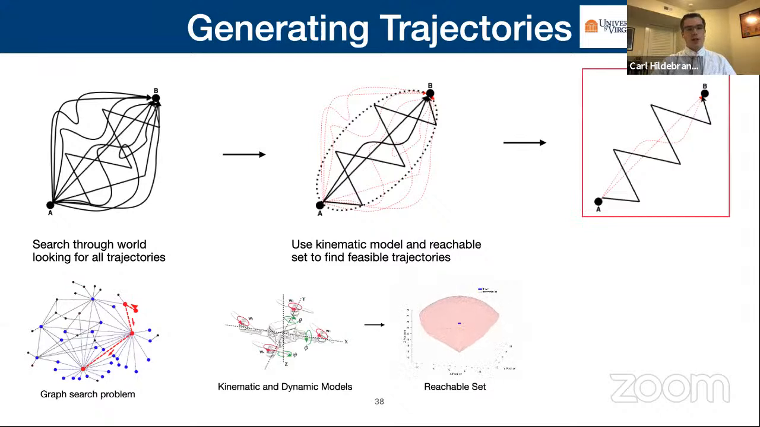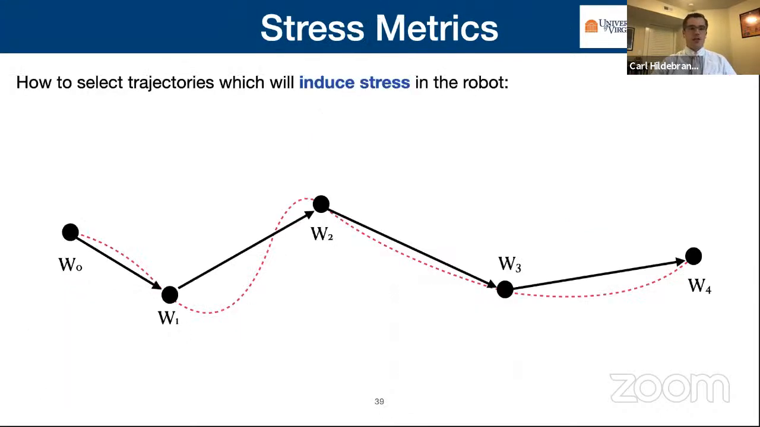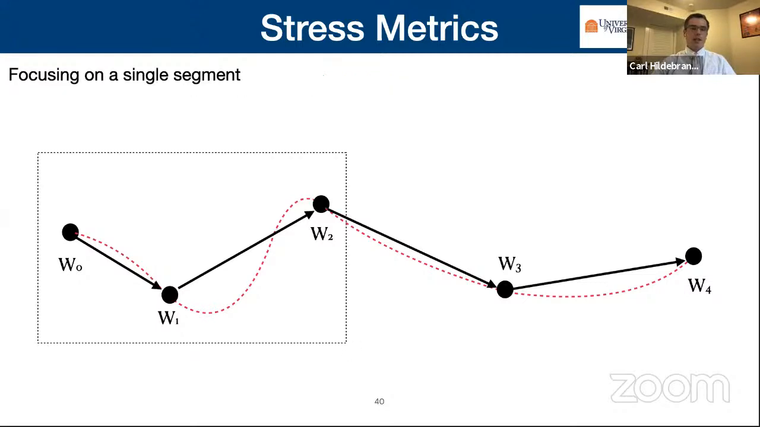And so now the final piece of the puzzle is, how do we find stressful trajectories? So consider the following trajectory. The black line shows the intended trajectory, and the red dotted line shows the actual trajectory of the robot after execution. So how could we compute the stress on the robot before the robot was to traverse it? Well, to start, let us consider a subset of the trajectory. If we can compute the stress on a smaller subset of the trajectory, we could apply the same technique to the entire trajectory by just stepping through each pair of waypoints.